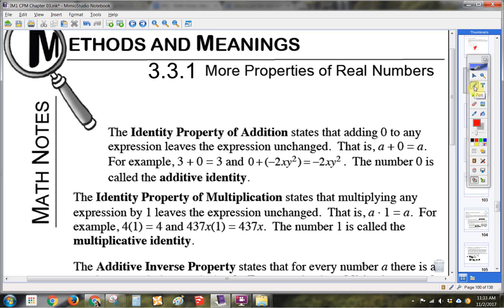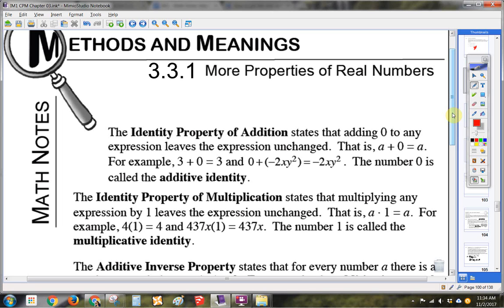We're looking at section 3.3.1, more properties of real numbers. This video is going to really just be a bunch of definitions. You're probably going to want to pause it periodically in order to copy them down. Not a whole lot to it here, just a lot of different properties that you need to know and understand.